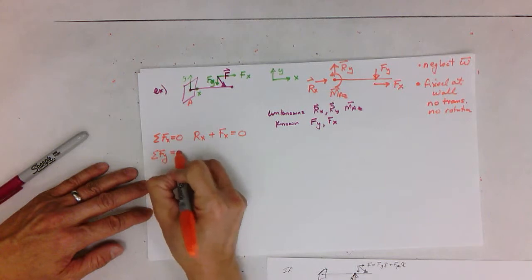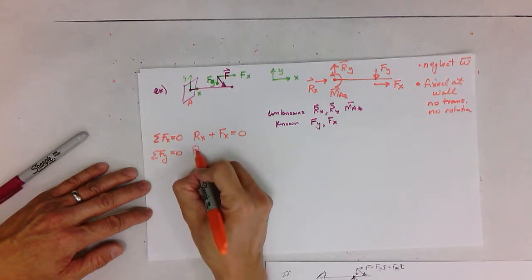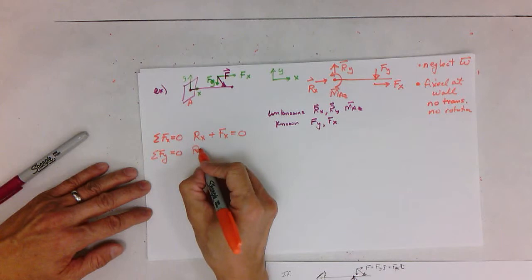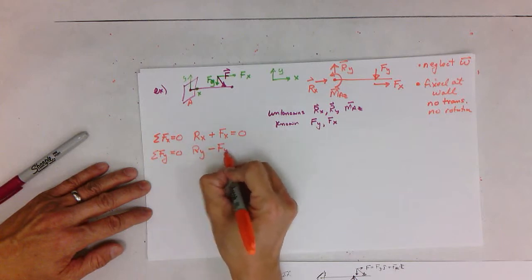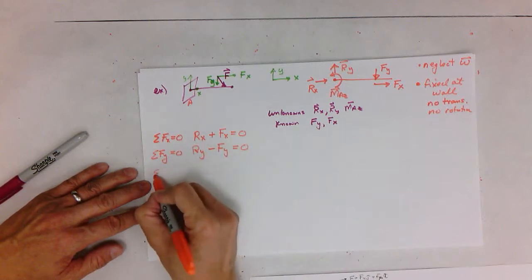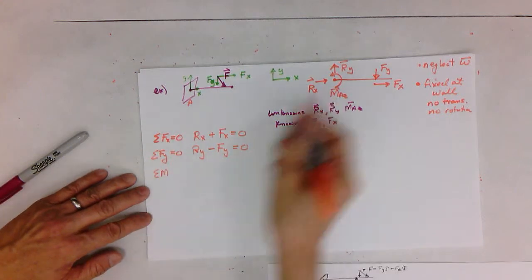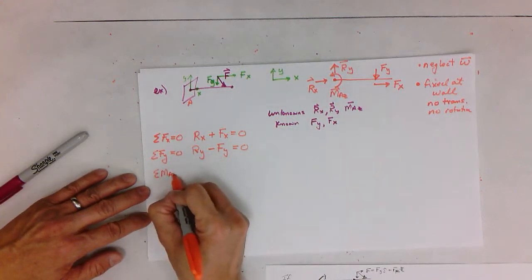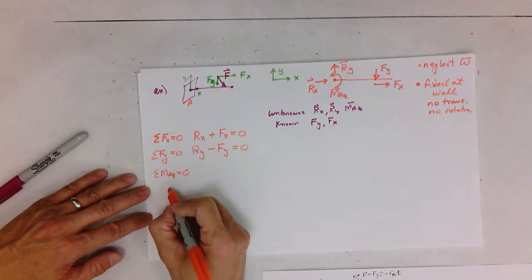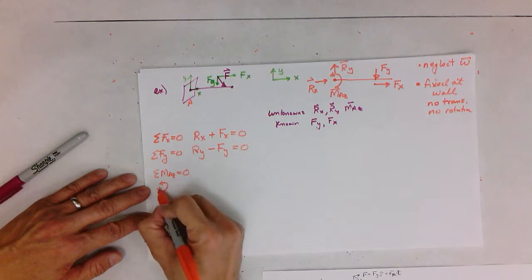We'll do this in the y direction. We have Ry, so we're taking scalar components, minus Fy. All right, so pretty straightforward here. Summing the moments, we'll sum the moments about point A in the z direction. Okay, we'll call this direction positive.